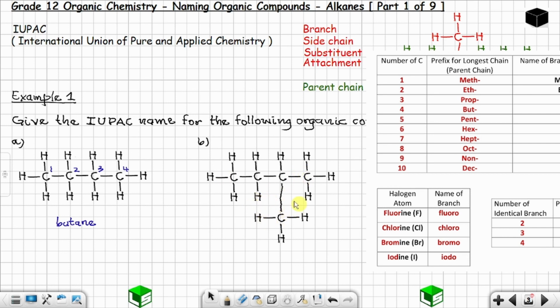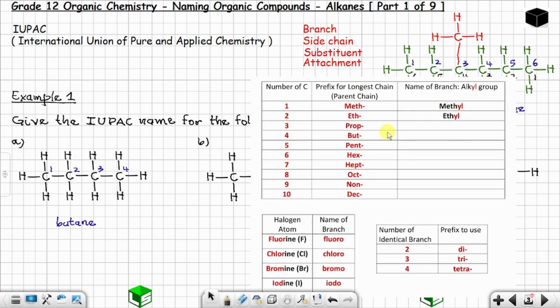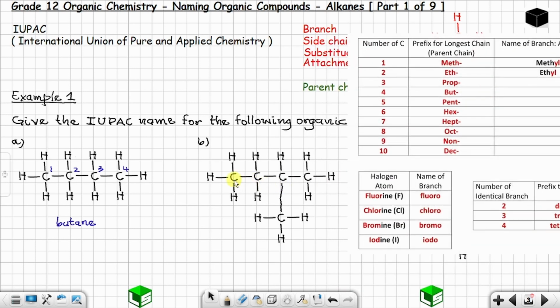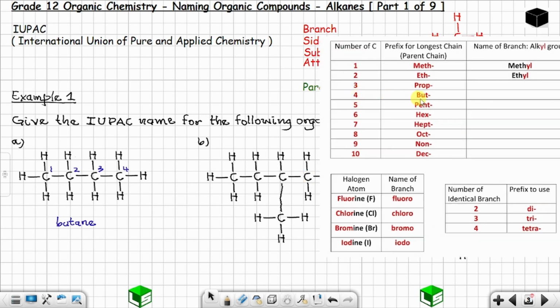Okay, and this one is going to be the branch. Now the branch is made up of 1 carbon, you can see. So if the branch is made up of 1 carbon, what is the name? The name will be methyl. And the parent chain is 1, 2, 3, 4, which is 4 carbons, and you are going to use the prefix but, followed by the suffix ane.